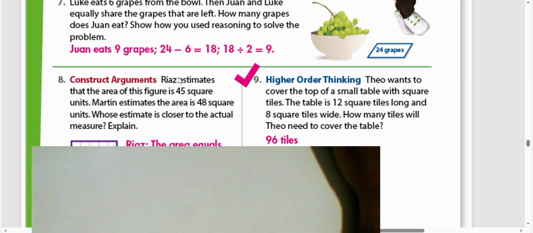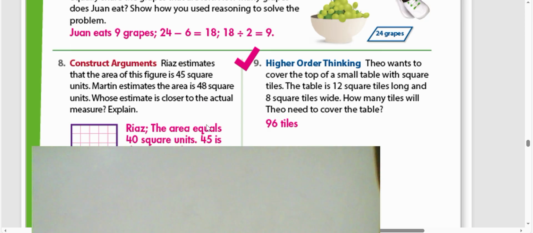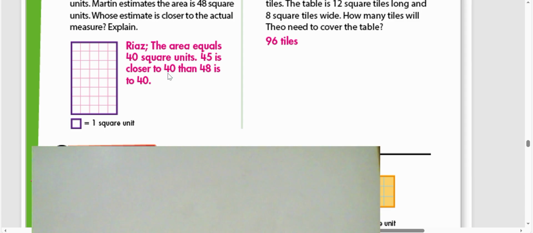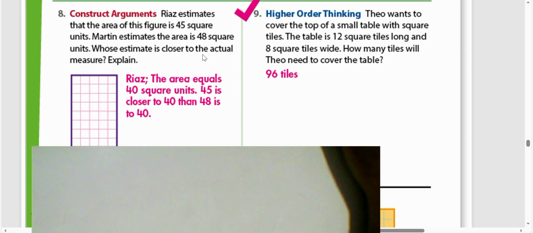Next question. Reese estimates that the area of this figure is 45 square units, and Mart estimates the area is 48 square units. Whose estimation is closer to the actual number? Look here. You can count lengths and widths. We have 1, 2, 3, 4, 5, 6, 7, 8. Then 1, 2, 3, 4, 5. 5 times 8 is 40. The area equals 40 square units, so 45 is closer to 40 than 48.